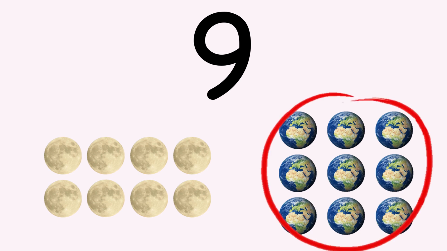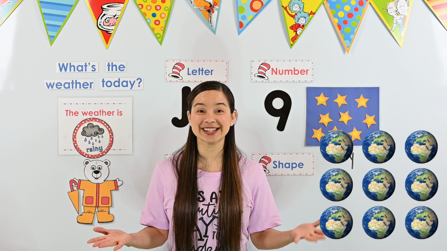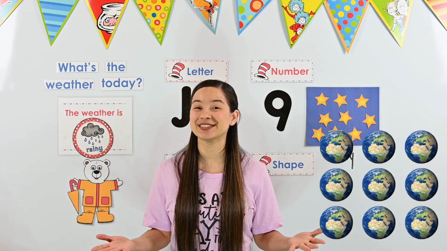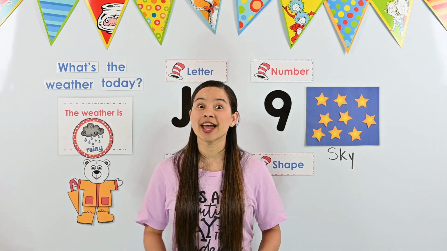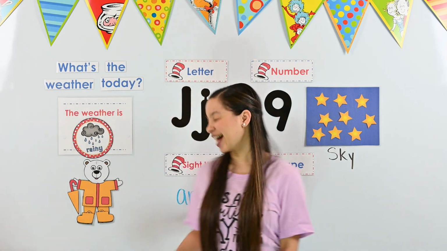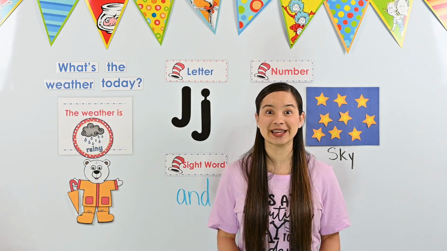If you chose this one, you are correct. There are 9 Earths. There's not really 9 Earths, but I see a picture of 9 Earths. Did you choose the 9 Earths? If you did, great job. There are 9 Earths.